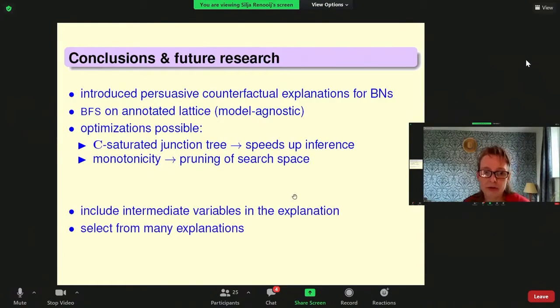So in future, we would like to see if we can make more use of the Bayesian network we're using, other than just input-output combinations that we're doing now, by also including intermediate variables in the explanation. And perhaps also use the probability distribution if we have to select from many explanations to return to the user. Okay, hopefully I've persuaded you into thinking that this is a very nice research, and I'll take any questions.